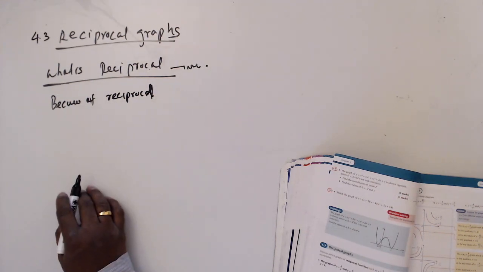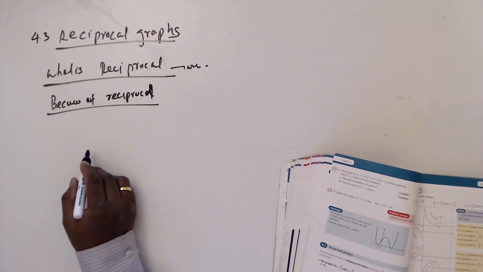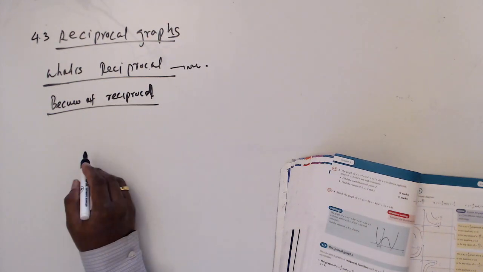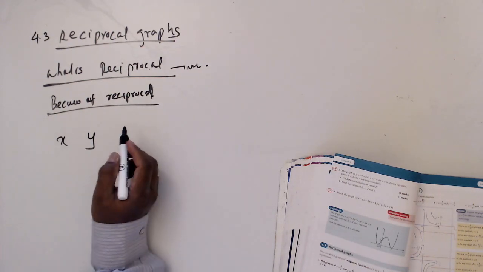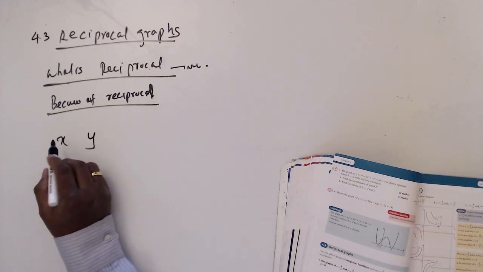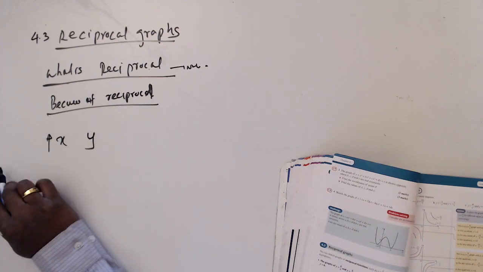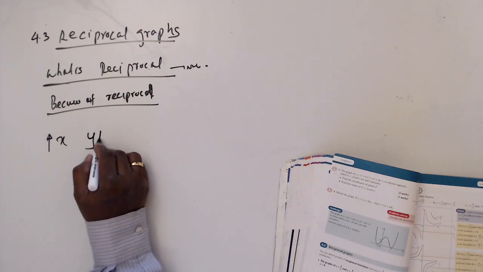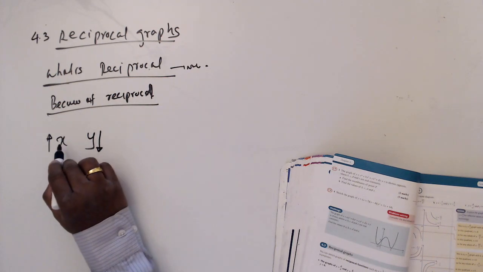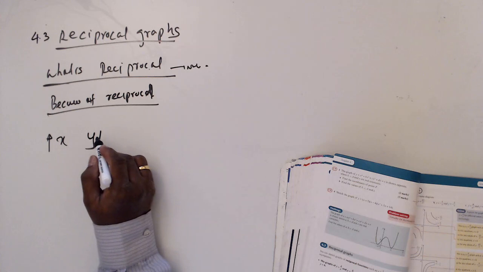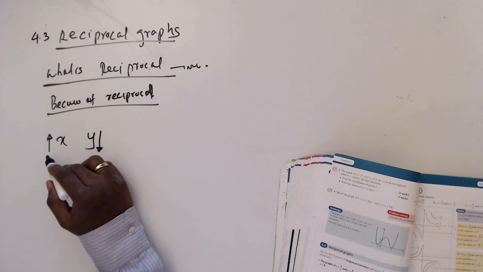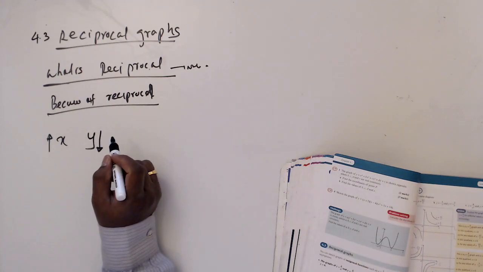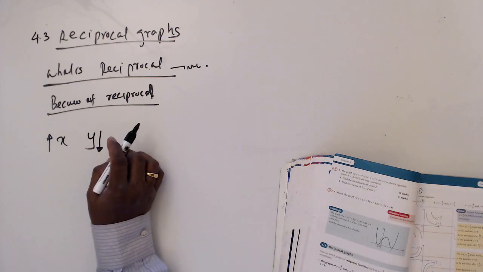What you can see is that if there are two variables, let's say x and y, when x is getting bigger, y is getting smaller. And if x is getting smaller, y is getting bigger. That's the understanding of the reciprocal.